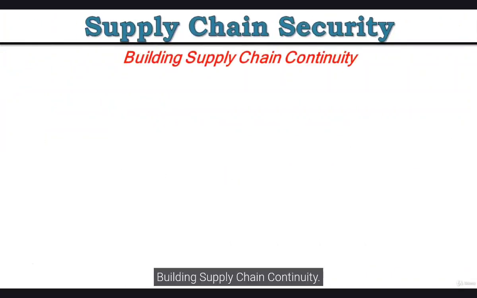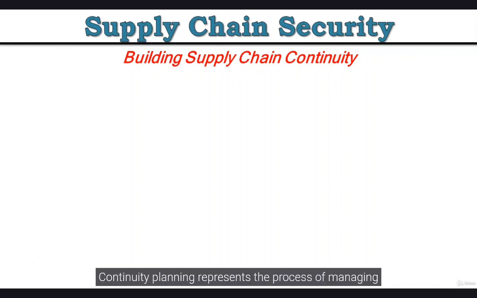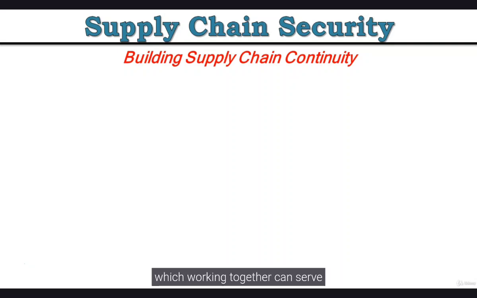Building supply chain continuity. Continuity planning represents the process of managing security performance throughout the entire supply chain. Building continuity into the future involves ongoing management of numerous aspects of the supply chain, which working together can serve to mitigate many supply chain risks and improve supply chain security, including the development of dynamic security management capabilities.